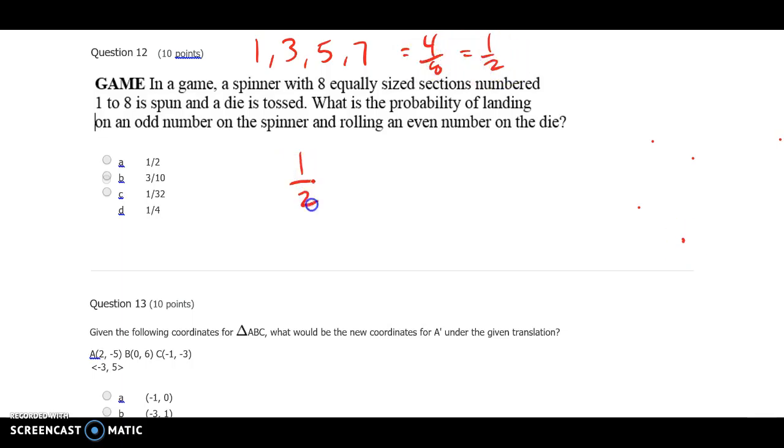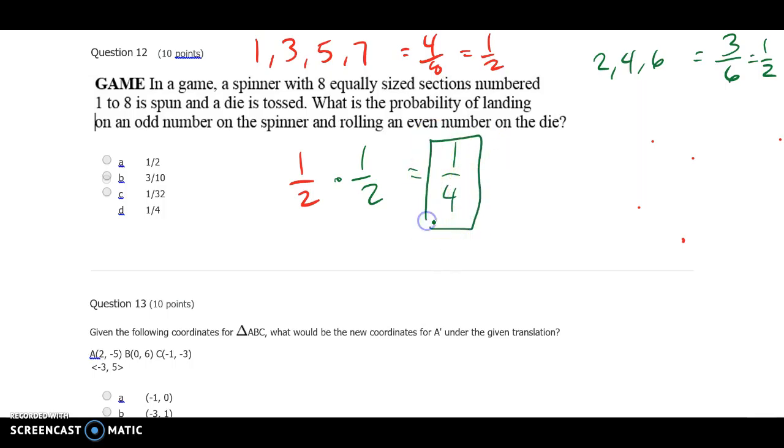The probability of spinning that spinner and landing on an odd number: the odd numbers from 1 through 8 are 1, 3, 5, and 7. So it's 4 out of 8, or 1/2. Then the probability of rolling a die and getting an even number: you got 1 through 6 on a die, and the even numbers are 2, 4, and 6. So 3 out of the 6 numbers, or again a 1/2 probability. So then we multiply 1/2 times 1/2, and now we have a total probability of 1/4, or answer choice D.